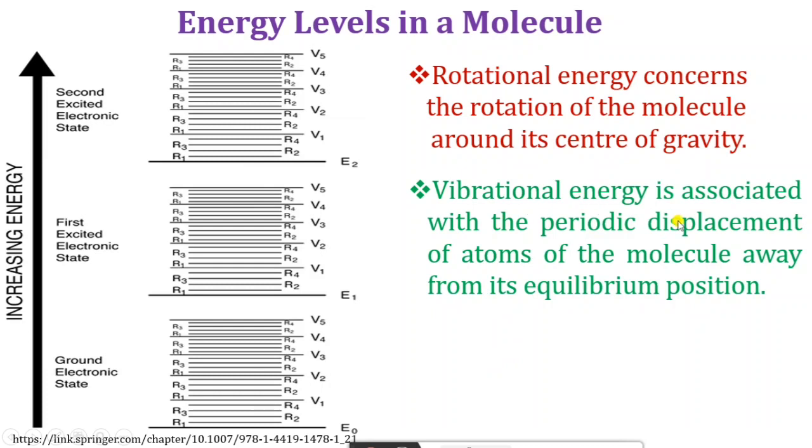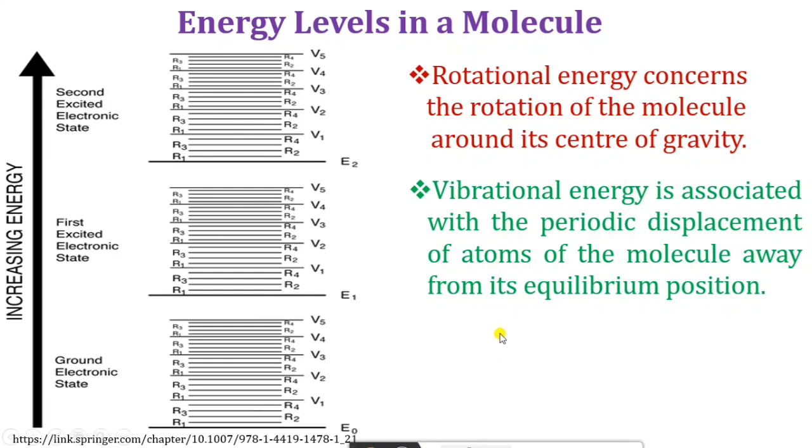Vibrational energy is associated with the periodic displacement of atoms of the molecule away from its equilibrium position. So that means in the ground state, atoms will be in the lowest vibrational energy level. For example, here it's V1. So if a molecule absorbs enough energy to go to V2, then that molecule can go to the next vibrational energy level. Normally this energy is obtained from infrared radiation.